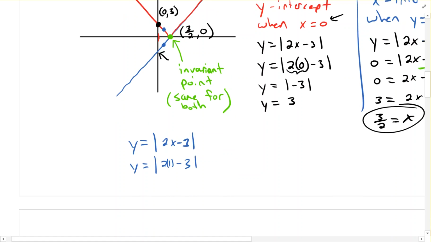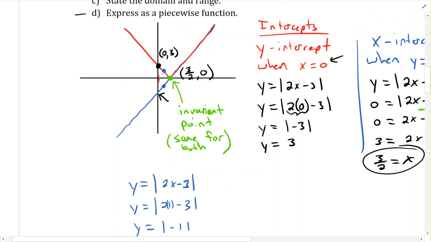So then y would be equal to 2 minus 3, which is the absolute value of negative 1. So y would be equal to just positive 1. So that's what that point right in there would be: 1 comma 1. X was 1, that was the thing we put in, and then we got y out of that.